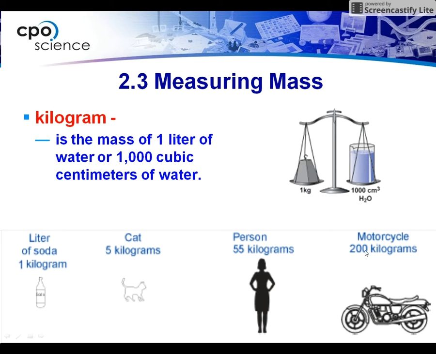Again, if you want to take a motorcycle that's 200 kilograms, if you multiply it by 2.2, that will tell you how many pounds it is. So a motorcycle, probably about 440 pounds. A liter of soda would be 1 kilogram. So 2 liters of soda would be 2 kilograms. And again, if you want to know how many pounds that is, you multiply by 2.2. So 2 liters of soda would be about 4.4 pounds. And then we have a cat there, that's about 5 kilograms. So this kind of gives you an idea of how much a mass is in relation to pounds.